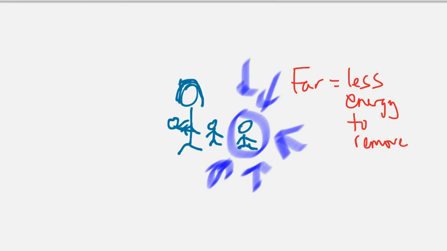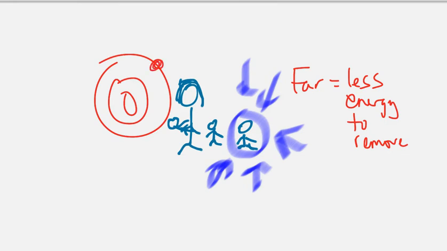If one of these kids were to get snatched by someone, which one would require the least energy? It would be this guy right here, right? Because he's the furthest from Mom. Mom is not holding on to him as closely. So the further away it is, the less energy to remove. So when we have the big atoms, the ones on the outside here, less energy. Lower ionization energy.